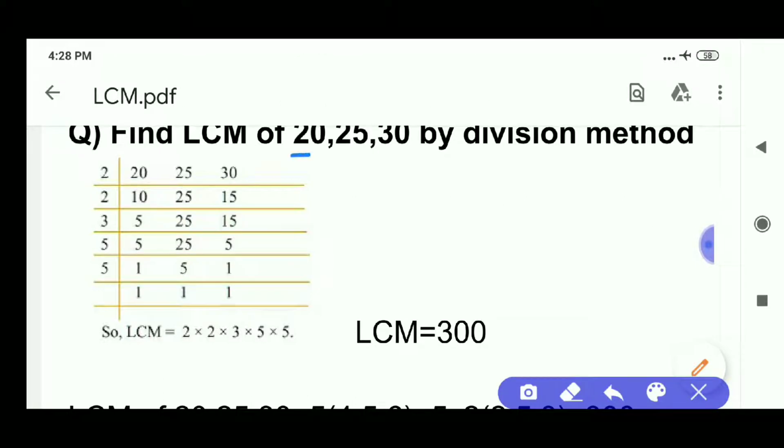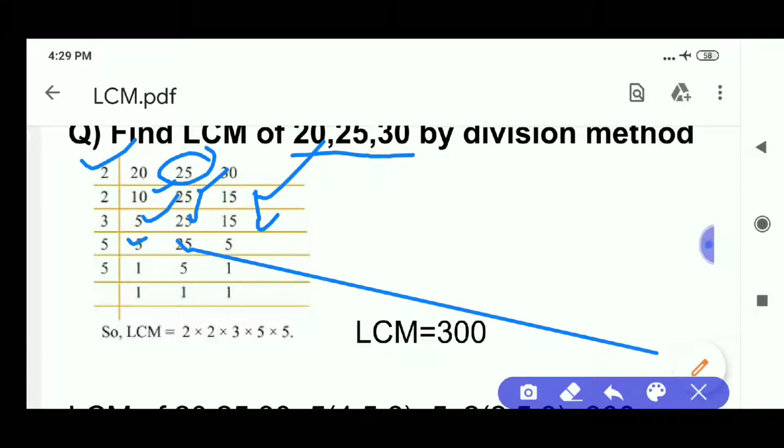LCM of 20, 25, 30 by division method. First division with 2 because first prime number. 2 tens are 2 (10), 2 15s. 25 is not divisible by 2. Just copy it down. Again with 2. 2 5s. Copy 25 as it is. 15 is also not divisible. Copy it as it is. Now with 3. 5 is copied. Now 25 is also copied.